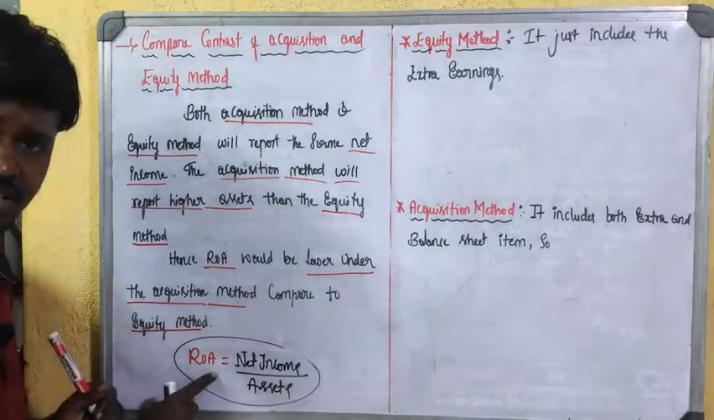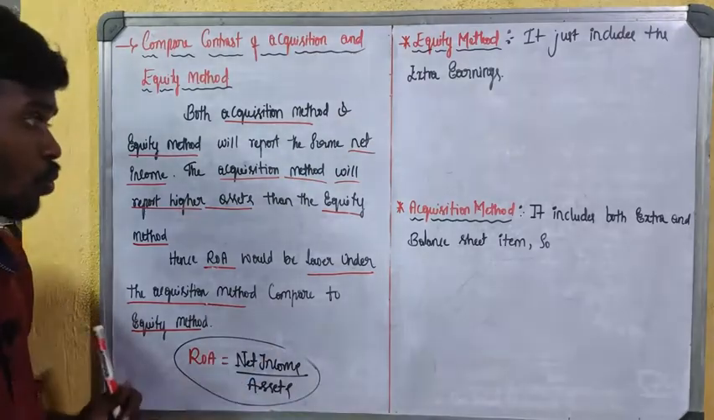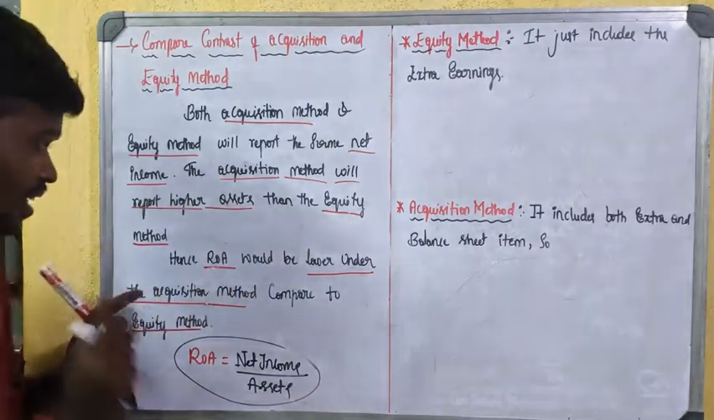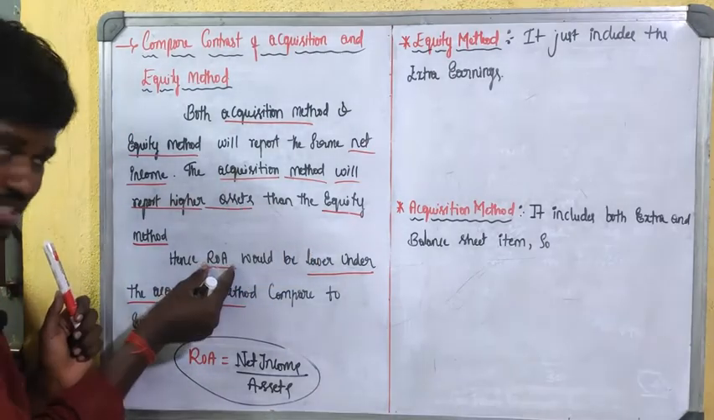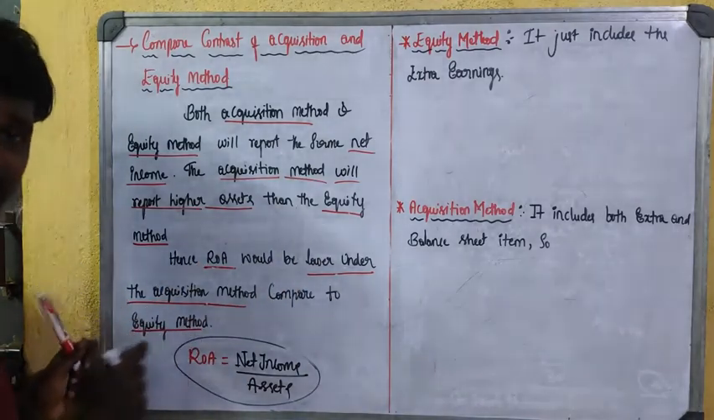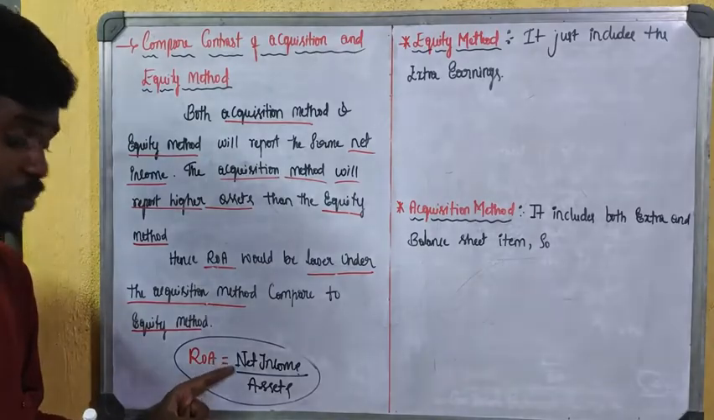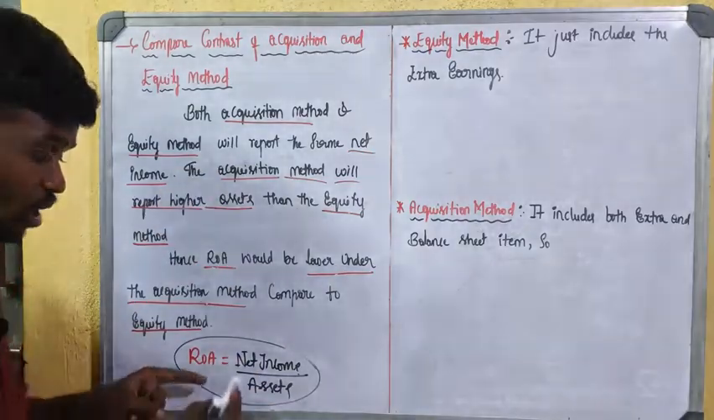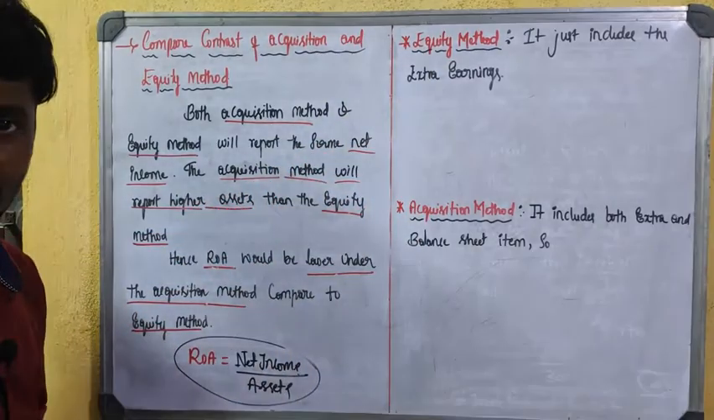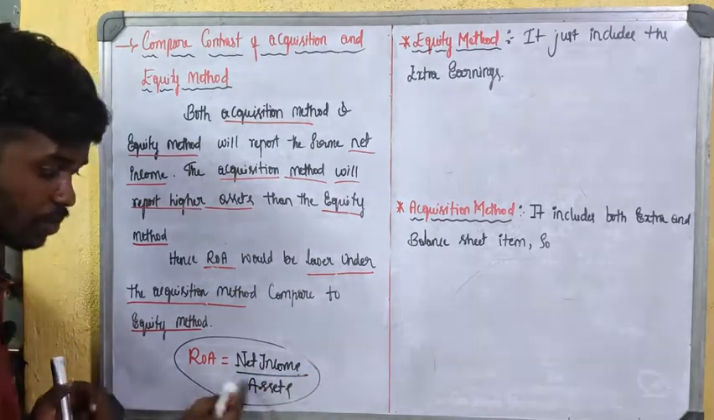So return on asset shows the relationship between the net income of the business organization and total assets. So when the acquisition method reports a higher value of asset than the equity method, then the return on asset value would be less under the acquisition method compared to the equity method. That return on asset is calculated based on the net income and asset. See the link between this theory and this formula. Okay, see the relationship between this formula and the equity method, and this formula with the acquisition method similarly. Okay, see, return on asset is calculated based on the net income divided by asset.